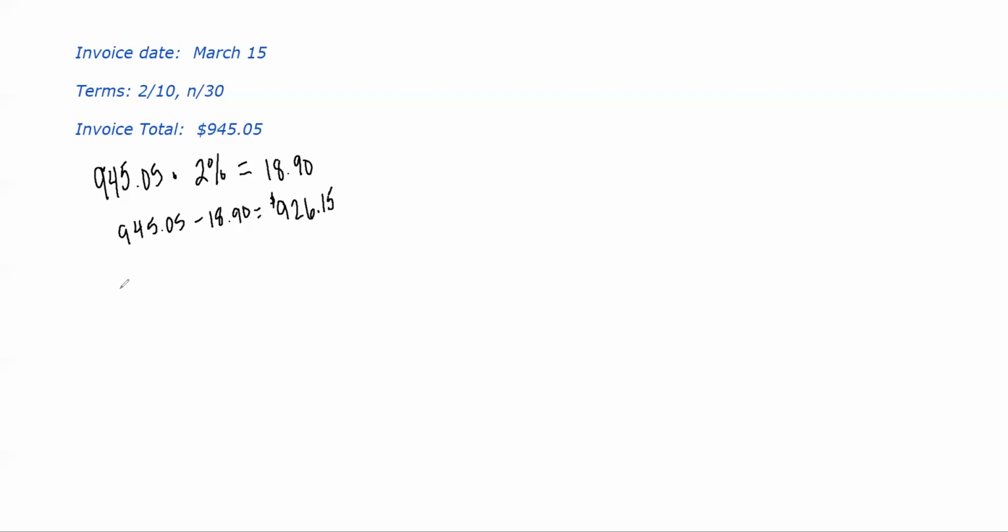So I'm going to take the $945.05, and instead of multiplying by the amount discounted, I'm going to multiply by the amount left, which is 98%. That's going to give me $926.15. So it doesn't matter which way you do it. You're going to probably see me do it a couple different ways during the time that we're working on this. So just be mindful that that's the case.